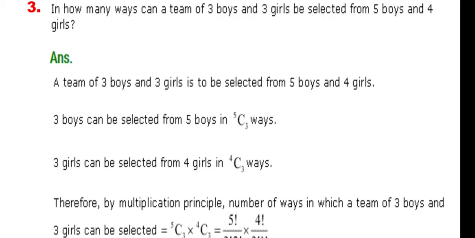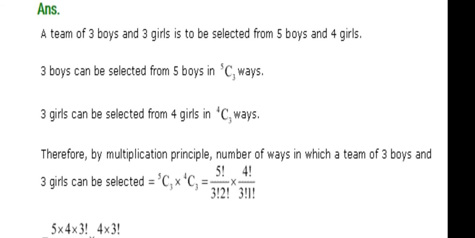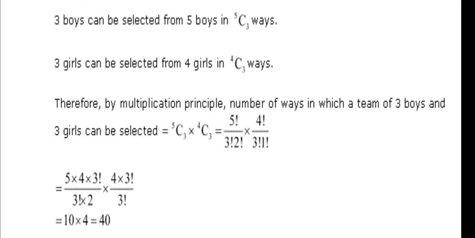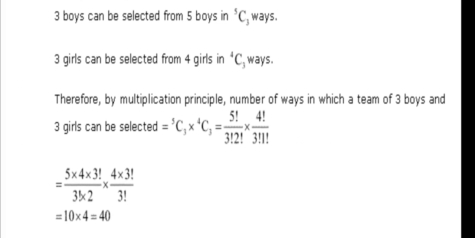This is the question. So 3 boys can be selected from 5 boys in 5C3 ways, and 3 girls can be selected from 4 girls in 4C3 ways. So by multiplication theorem we can write the number of ways in which 3 boys and 3 girls can be selected from 5 boys and 4 girls will be 5C3 into 4C3.